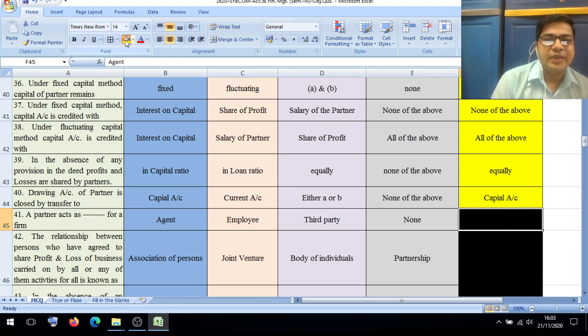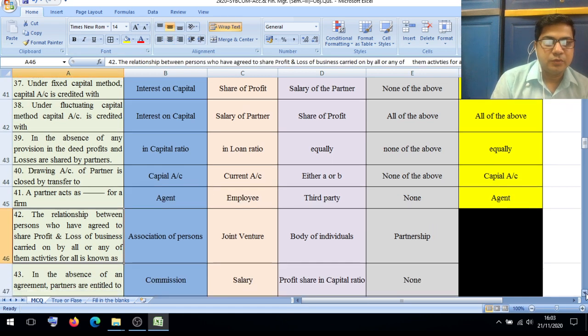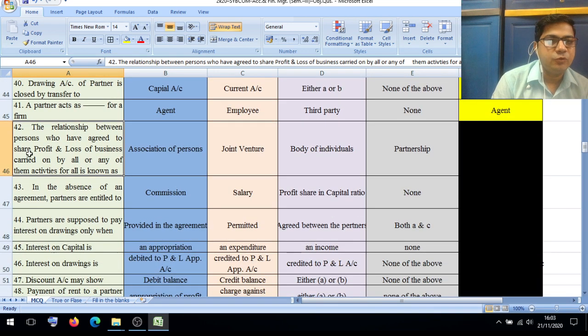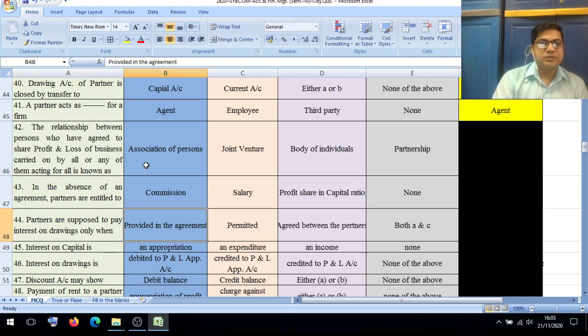Partner acts as an agent for a firm that we have discussed. It is, we can say, an agent. The relationship between the persons who have agreed to share profit and loss of business carried on by all or any of them, acting for all, is known as acting for all. Any one of them is acting for all. The answer: association of persons, joint venture, body of individuals, partnership.